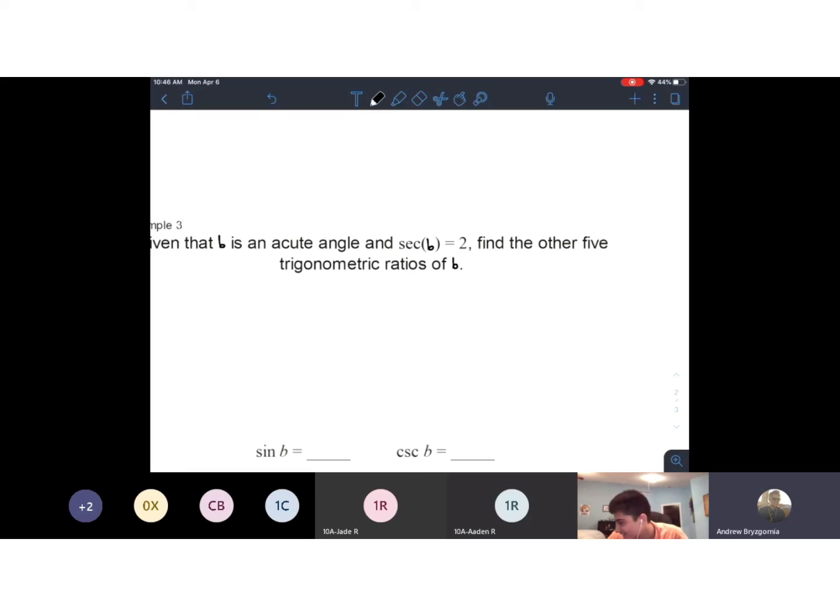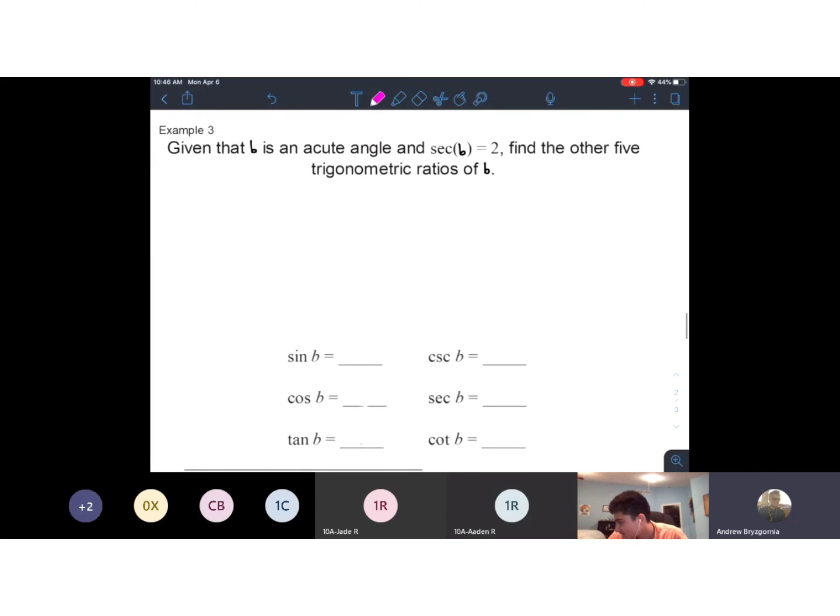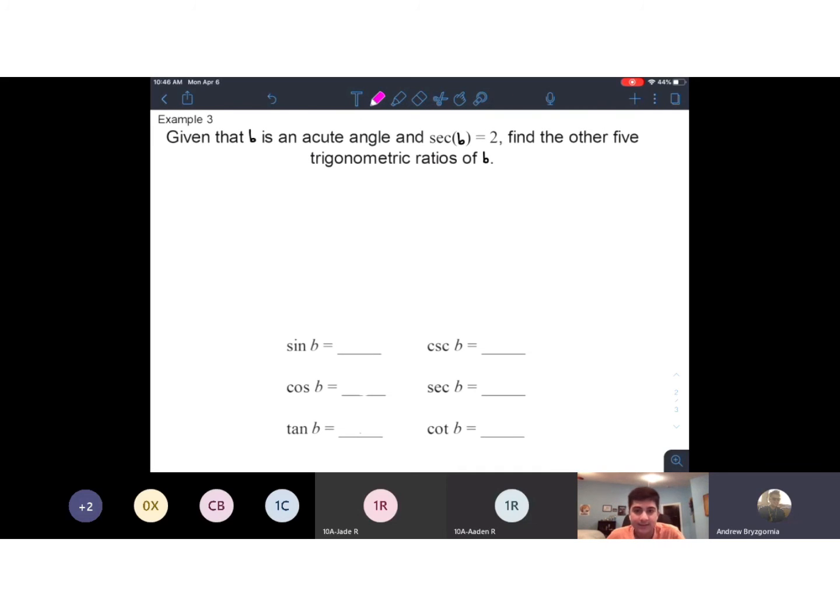Okay, so looking at this then, if we're given secant, let's use one of the new Pythagorean identities to solve this. We know secant is 2, I'm going to fill that in. Of course, we know what cosine is. That's 1/2.